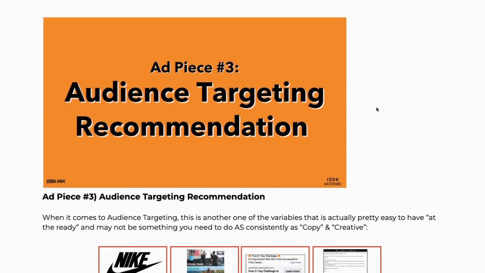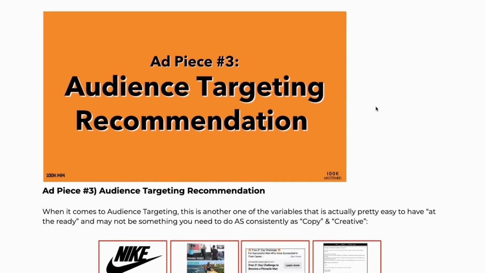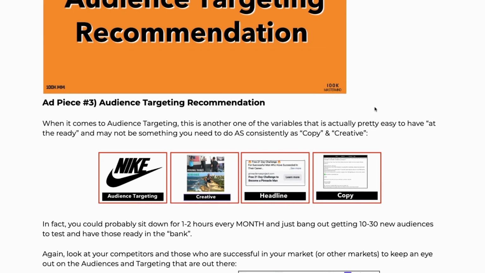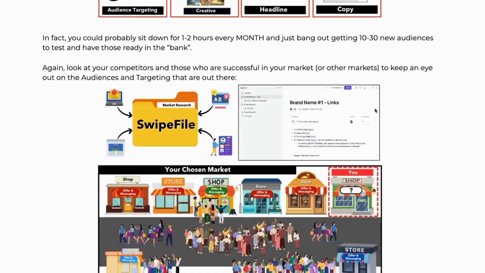Let's go ahead and talk about the audience targeting recommendation. Now, this one is going to be a little bit more lax, right? Because it's something that you don't have to do as consistently as copy and creative, because copy and creative are really the big ones. This is probably something like 1 to 2 hours per month. You could probably bang out 10 or 30 new audiences that you could literally have in your bank that are ready to test, right? And obviously looking at your competitors and all of that kind of stuff.